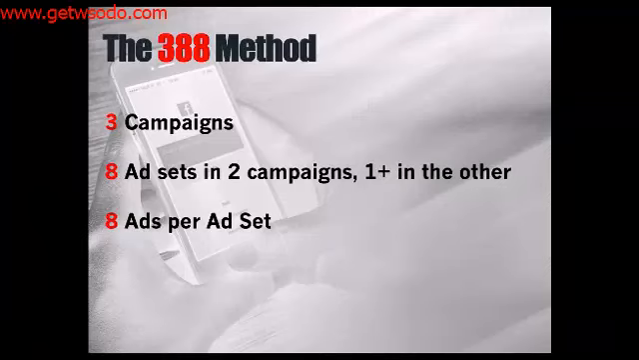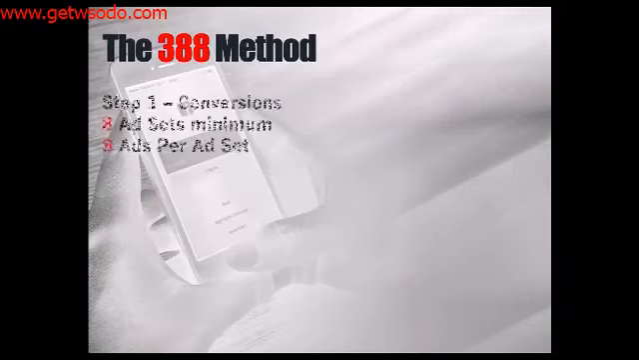This is how I was setting stuff up until very recently. 3-8-8 campaign. This is like a testing strategy, by the way. This is not like a scaling strategy. I want to make that clear. So I'd typically set up 3 campaigns with 8 ad sets in the first 2 campaigns and 1 ad set in the other campaign, with 8 ads per ad set. Okay, that's where the 3-8-8 comes from.